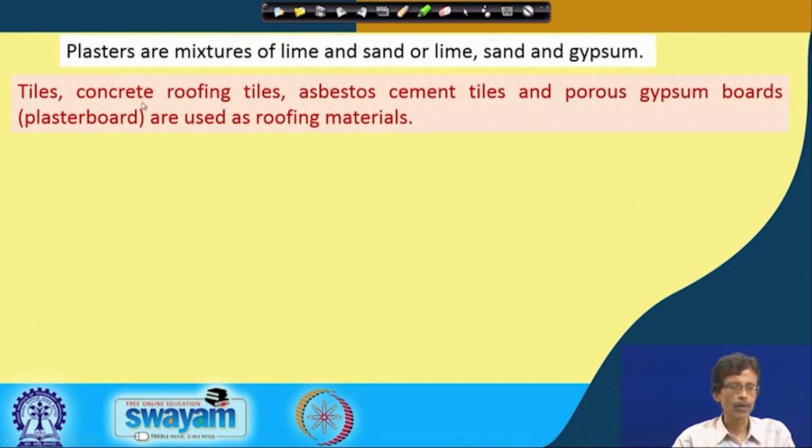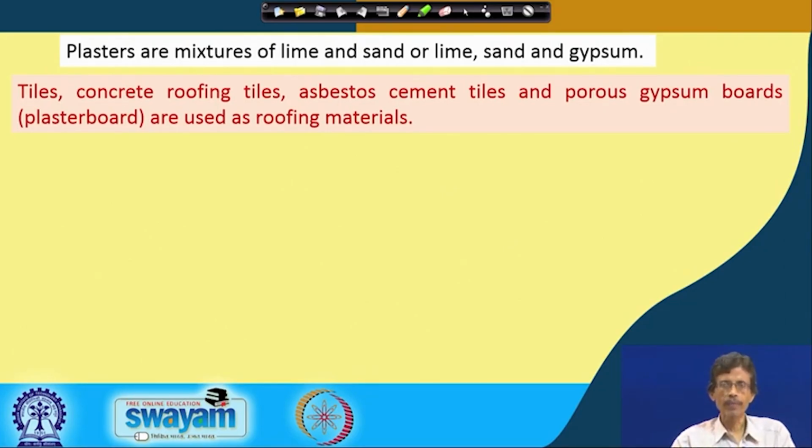So tiles, the concrete roofing tiles, asbestos cement tiles and porous gypsum boards, which are known as plaster boards, are used as the roofing material. So not only the wall, not only the floor material, but if we get these materials in some blocks or chunks or tiles, we can get them as the corresponding roofing material also. The roofing tiles are very useful when made with the use of cement only. And now we'll also see that we can add some naturally occurring material, which we have discussed earlier, that is your asbestos as the fiber.